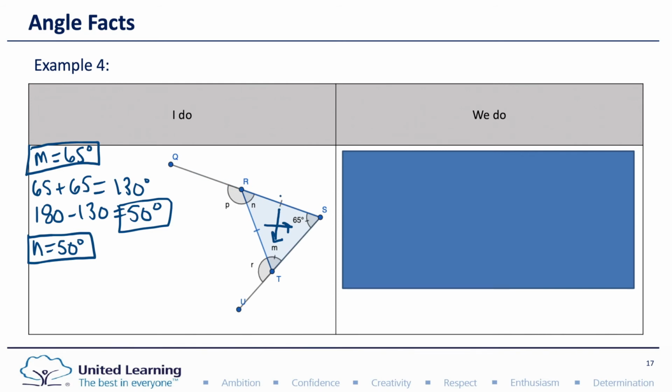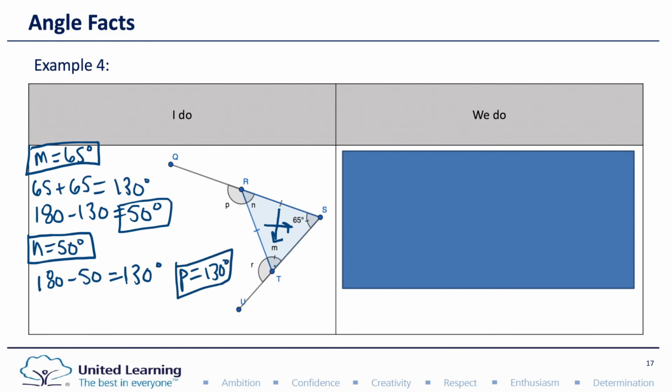Now we have the concept of QRS is a straight line, which equals 180 degrees. Therefore, N plus P must be 180. So if I take N away from 180, I'll get P. So if N's 50, if I do 180 minus 50, I get 130, which is P. So P equals 130.